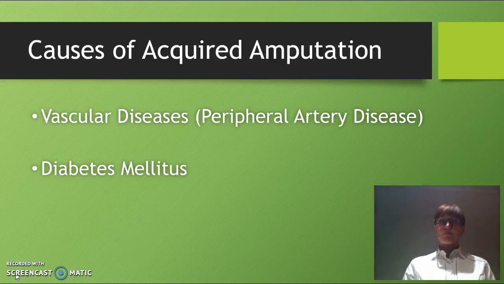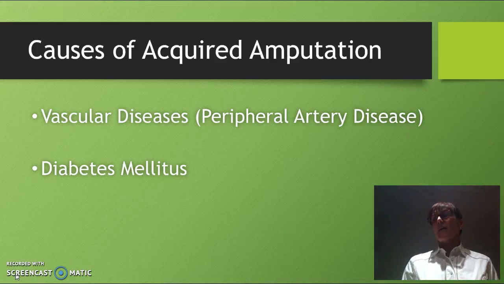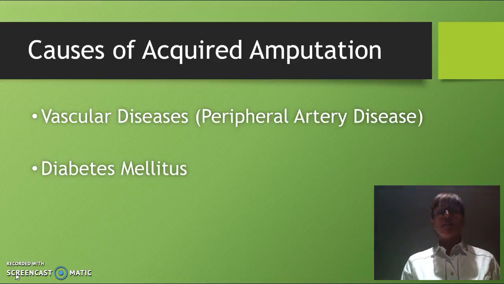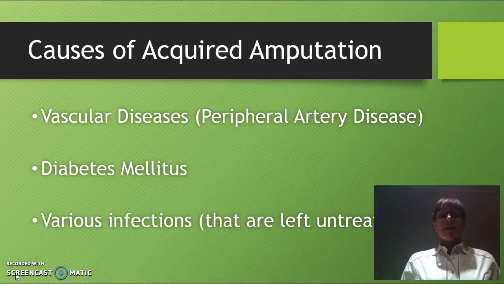In fact, when it comes to diabetes, as you know, there are some cardiovascular peripheral artery disease problems, and a lot of those issues may occur in the foot. So you may end up with a diabetic foot infection, and if that is left untreated and can't be controlled or taken care of, then you may have to have your foot amputated. And then there are various infections that may also cause acquired amputations if they're left untreated, and the list is a mile long.